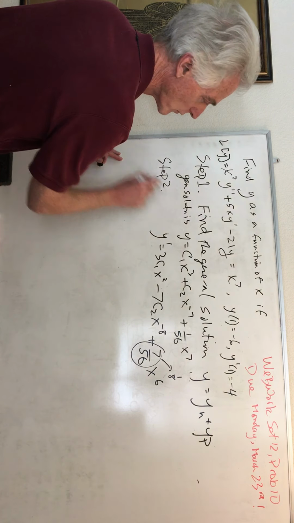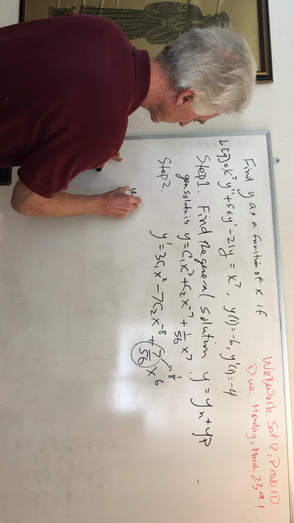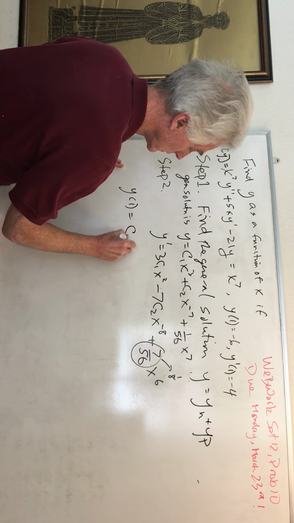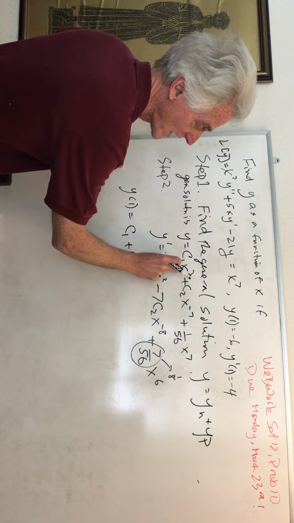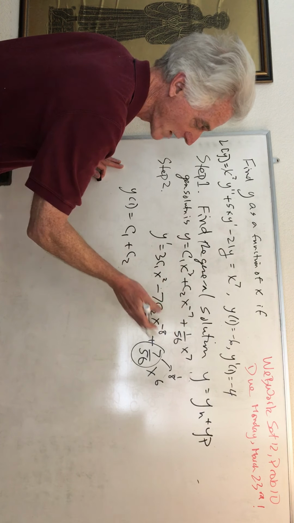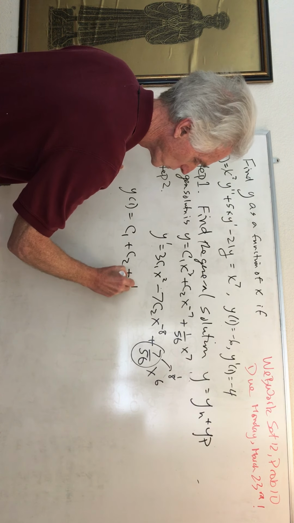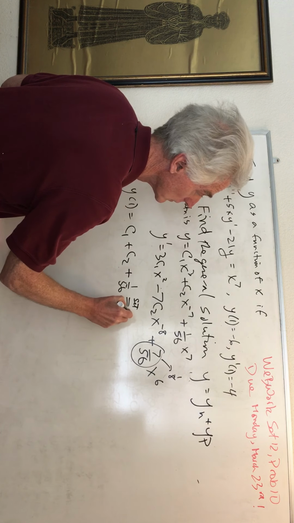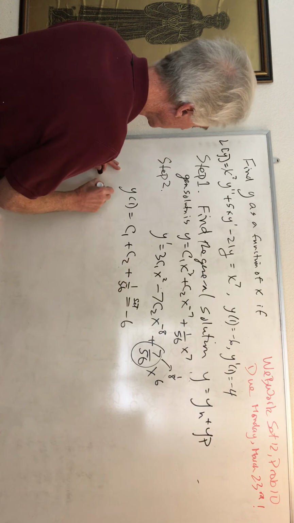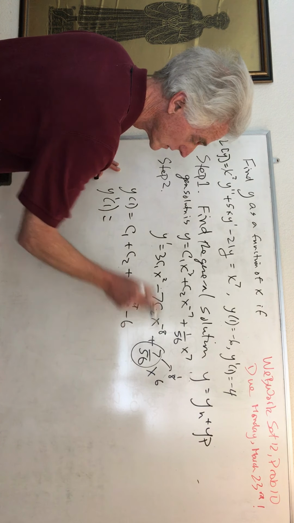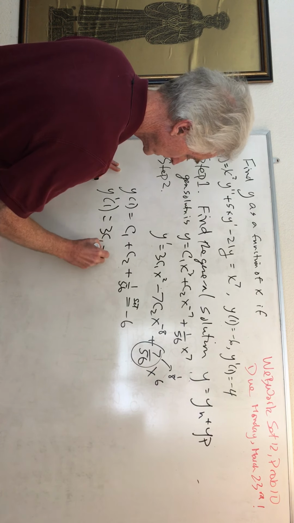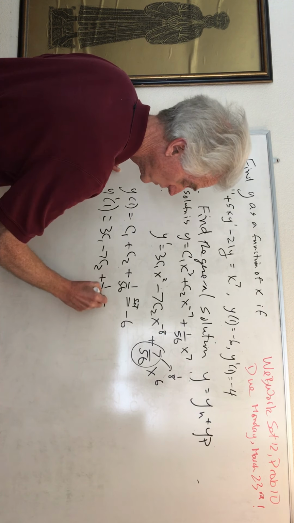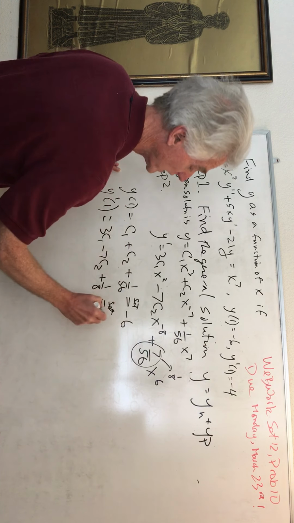Okay. All right. So what are the 2 initial conditions? Y of 1, using our general solution, is C1 plus C2, and I'm using the fact that 1 raised to any power is 1, plus 1 over 56. I'm going to set that equal to negative 6, right? And I get y prime of 1, which is 3c1 minus 7c2 plus 1/8. I'm going to set that equal to negative 4.